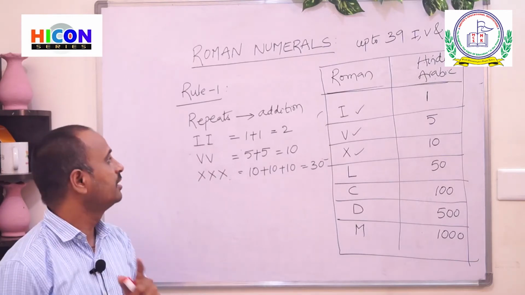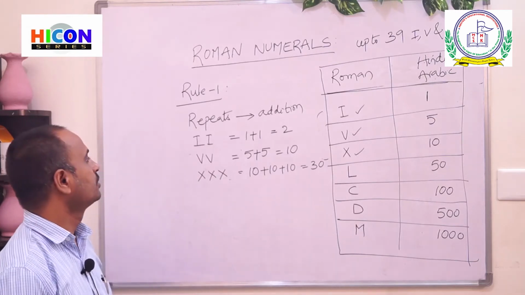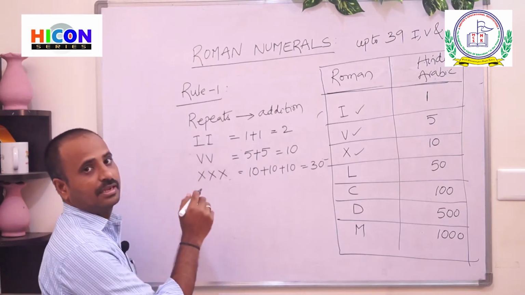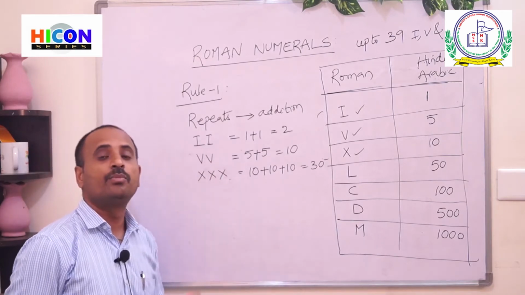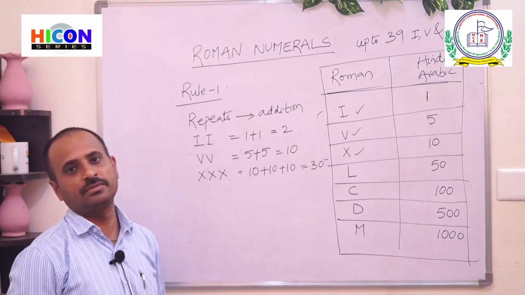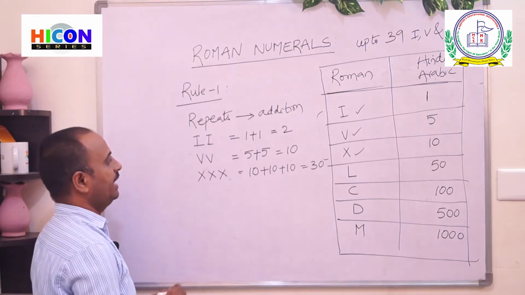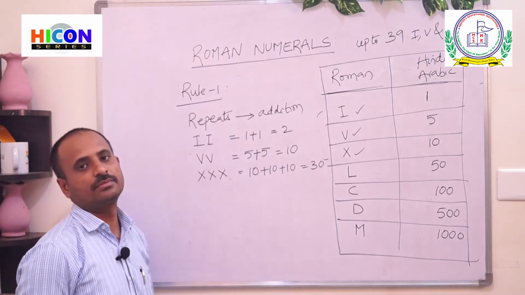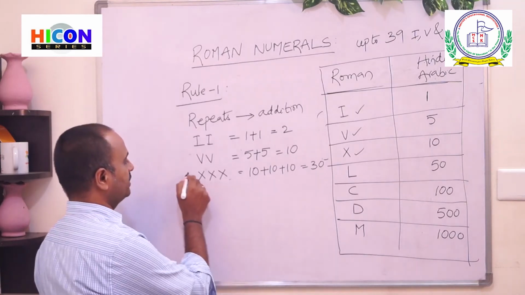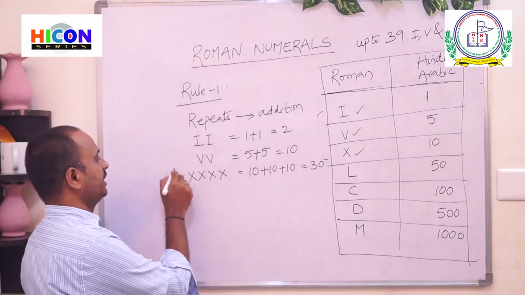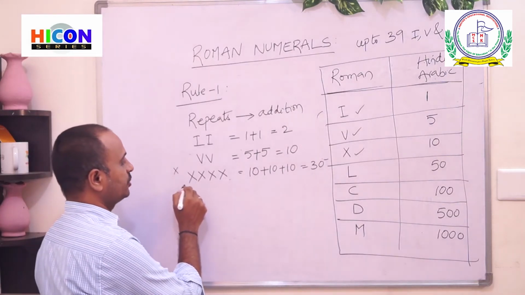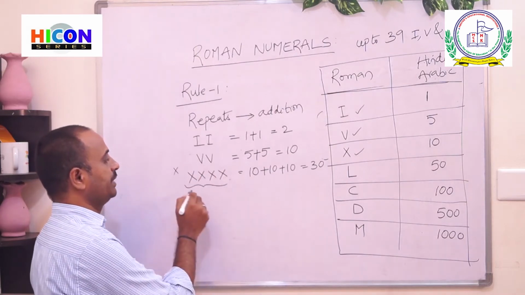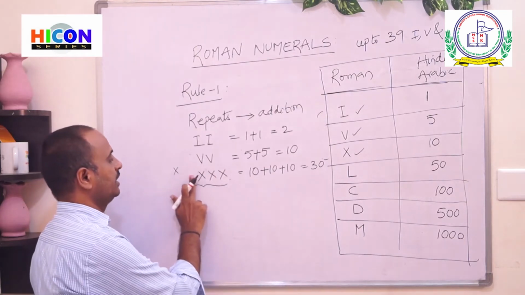And children, keep one more point. I and X cannot be repeated more than 3 times. That means X should not be written 4 times. So only I and X should be repeated 3 times at most.